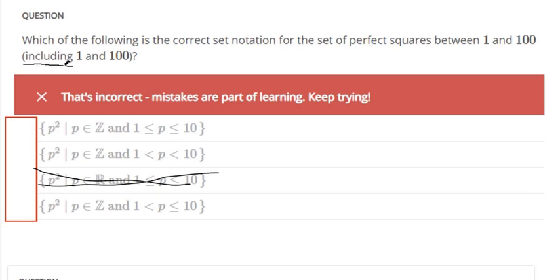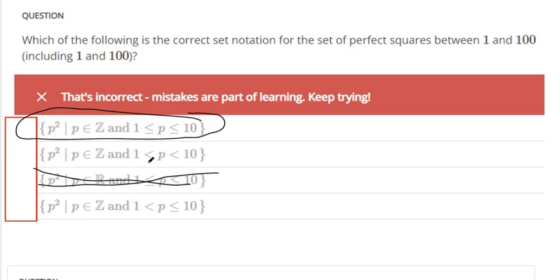And the key detail here is when they said including 1 and 100. So you have to have the or equals to symbol in order to give yourself 1 as a possibility. So if p equals 1, that's a possibility with this one, then 1 squared gives us 1, so we've included 1. And if p equals 10, like this says that we could have as a possibility in our set, then 10 squared gives us 100. So this is our correct answer.